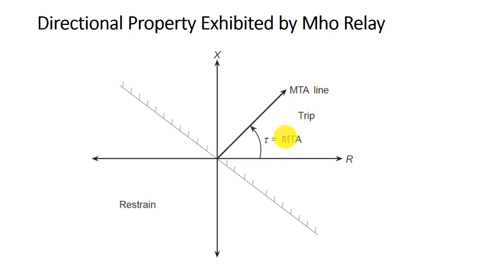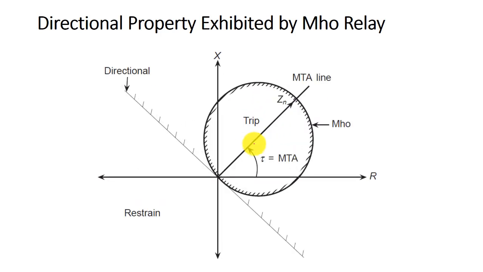Now the directional property exhibited by Moore relay. Let us see the directional property. Already we discussed this. Already I told that this part is the trip region for the directional element. This part is your restraining zone for the directional element, and the operating characteristic of the Moore relay always lies in the trip region of the directional element. You can see here, this is your operating characteristic of the Moore relay.